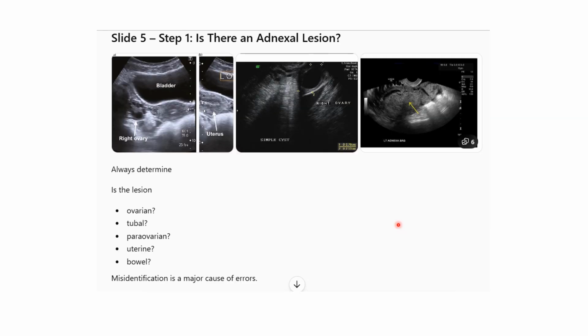So step 1: is there an adnexal lesion? That's the first question when you're doing an ultrasound. Always determine whether the lesion is ovarian, tubal, para-ovarian, uterine, or within the bowel. Misidentification is a major cause of errors.